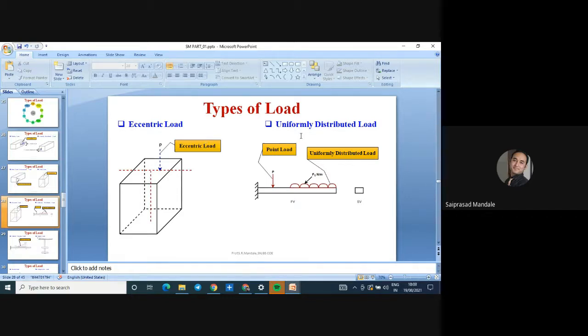Next is uniformly distributed load. Uniformly distributed load is nothing but UDL. This is known as a UDL. So this is a beam. This is a cantilever beam. We have Unit number 2 on that, where all types of beams we are going to cover. This is a beam, and this is a point load.